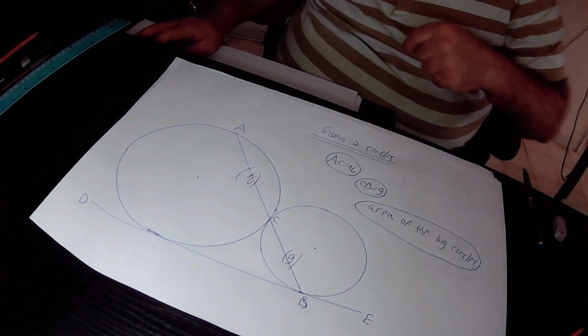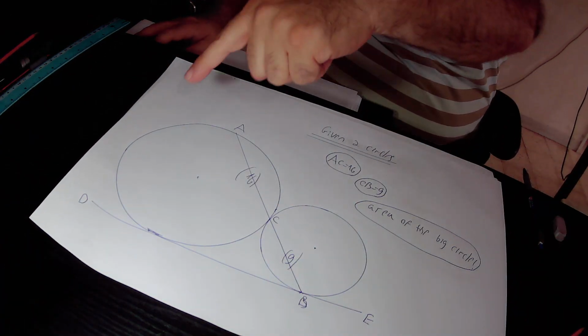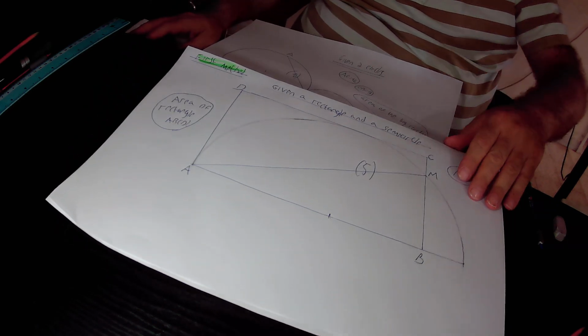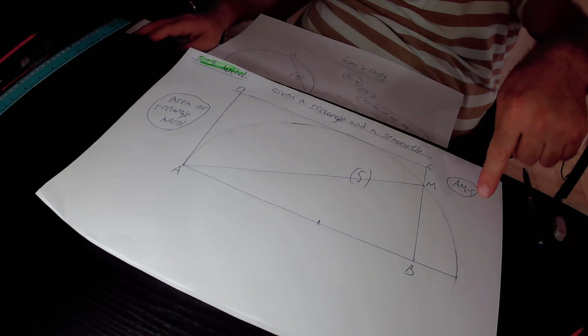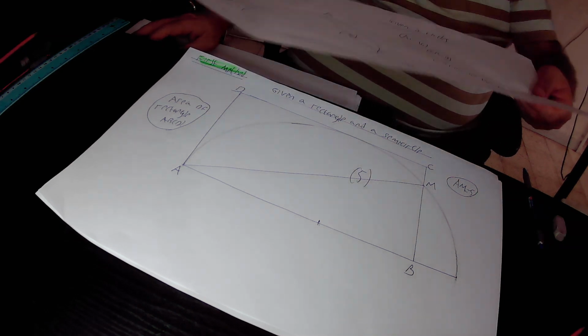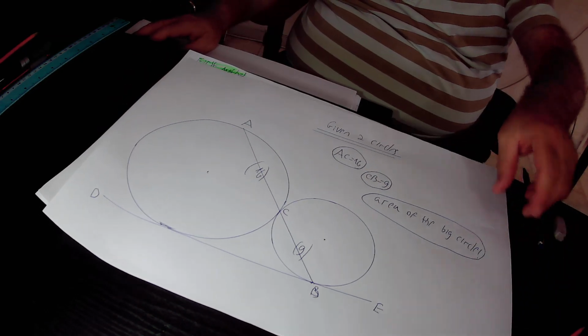Hello, in this lecture we'll answer two questions. In the first question, we find out the area of this big circle, and in the second question, we'll find out the area of this rectangle ABCD using two different methods. So we start with the first question.